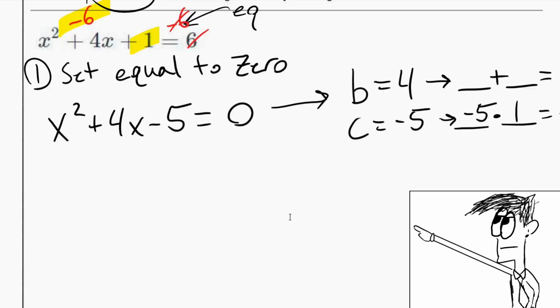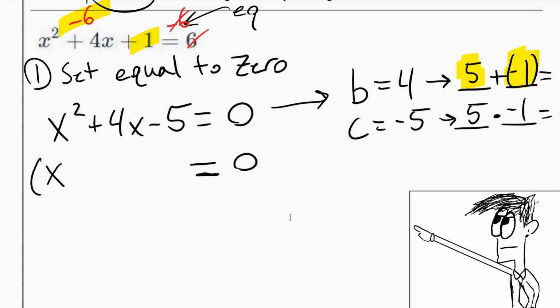Negative 5 plus 1 would give me negative 4, so let's swap those around. Let's do positive 5 and negative 1. There we go. So 5 minus 1 is 4, and 5 times negative 1 is negative 5. So we're going to use 5 and negative 1 in my factors. It's still an equation, so I'm still leaving it equal to 0. But I do have my two factors now. Both x's there, I have plus 5 and then minus 1.